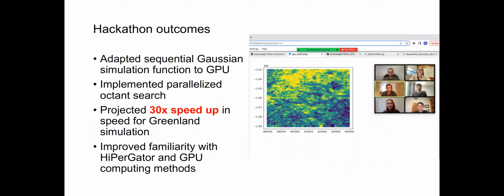We found that the simulation was actually slower for smaller areas when adapted to a GPU, but for really large data sets, such as the entirety of Greenland, we had a projected 30 times speed up for the full ice sheet. So the GPU version of the simulations is most effective for the large simulation areas. This was also my lab's first exposure to GPU computing and Hypergator and profiling. So it was a huge learning curve for us, and it was very helpful for getting us started and improving our familiarity with these concepts.